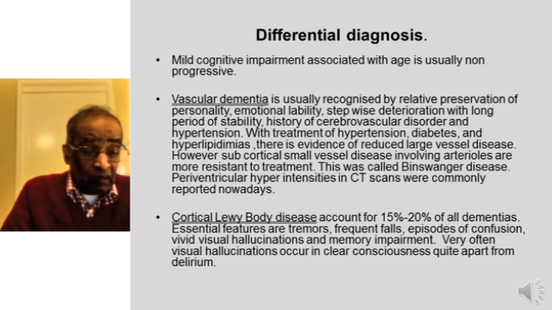The other disorder that must be differentiated from Alzheimer's is cortical Lewy body disease. They account for about 15 to 20% of all dementias. These patients show Parkinson's features, episodes of confusion, vivid visual hallucinations in clear consciousness, and suffer frequent falls.